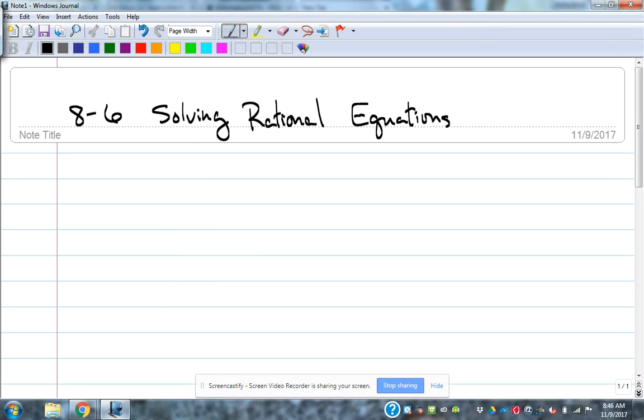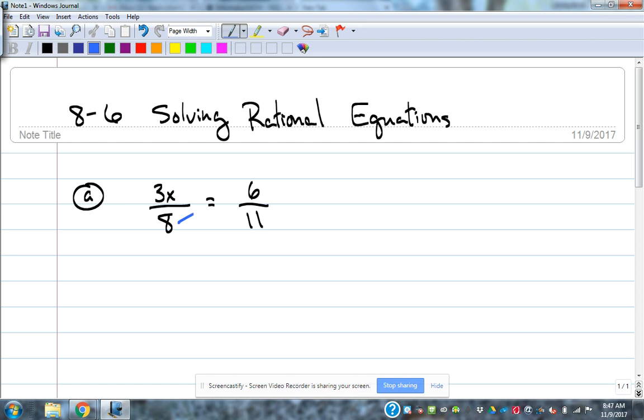All right, so we're solving rational equations. We'll start with something we're probably pretty good at solving, one like this. Fraction equal to a fraction, what's that called? Proportion, yeah. So if it's a fraction equal to a fraction, we can solve it like a proportion. How do you solve proportions?